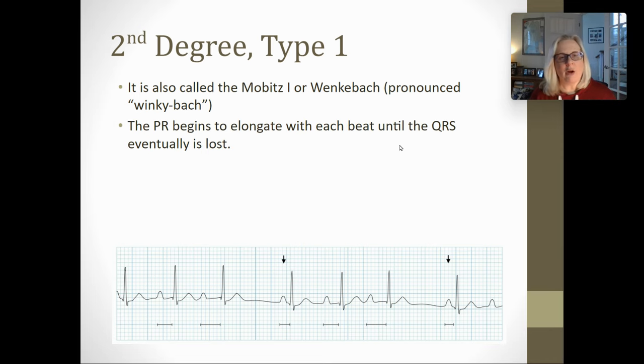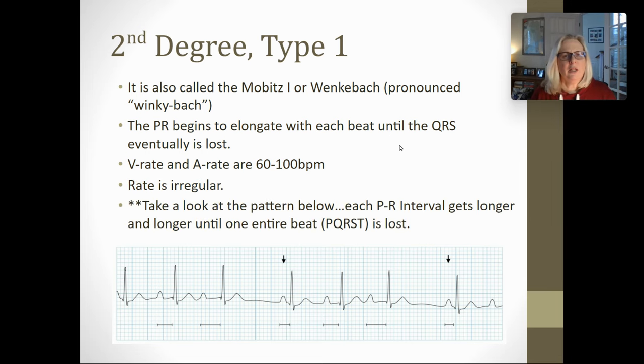So again, the P to R interval is going to get longer and longer and longer until that QRS is eventually just dropped. That will start over again. The A rate and V rate is going to look like an irregular rhythm, but they're going to stay pretty consistent. You're still going to see 60 to 100 beats per minute. V rate should stay about that, and the A rate should stay about that. So if we had a full strip, because it looks so irregular, we take a full strip, add them up, multiply times six, right? We can find the A rate that way and the V rate. It looks very irregular. So let's take a look at this pattern down here.